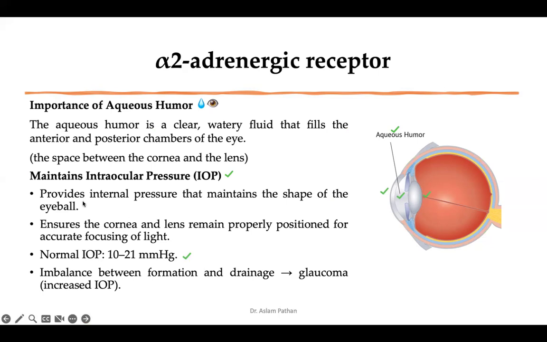It provides internal pressure that maintains the shape of the eyeball and ensures the cornea and lens remain properly positioned for accurate focusing of light. If there is an imbalance between formation and drainage of aqueous humor, it leads to glaucoma, that is, increased intraocular pressure.